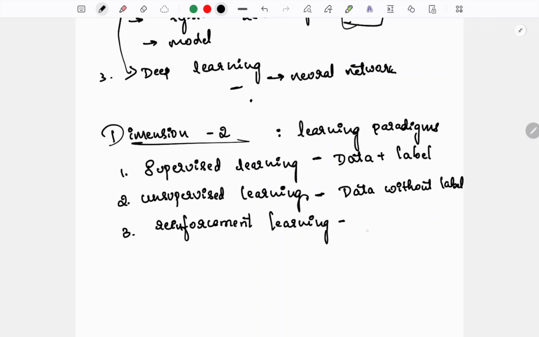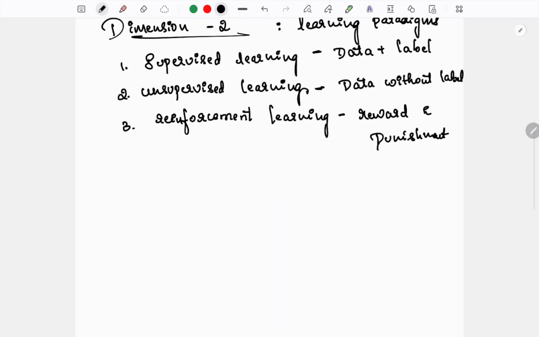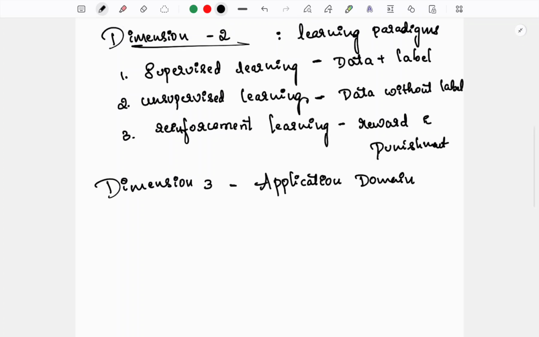And reinforcement learning is all about reward and punishment. This is about dimension 2, the category of AI branching. Next is dimension 3, which we take as the application domains in AI. So what are all the application domains in AI which we will be capable of? These are basically common AI domains.